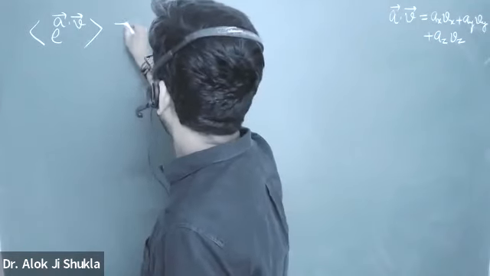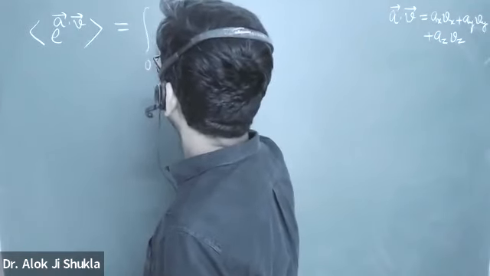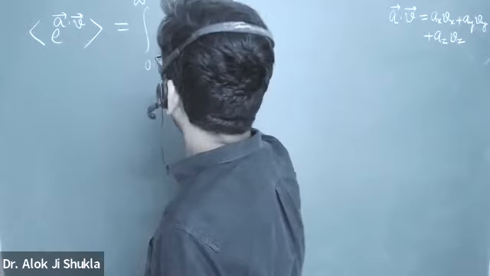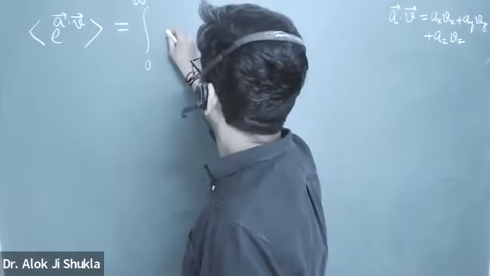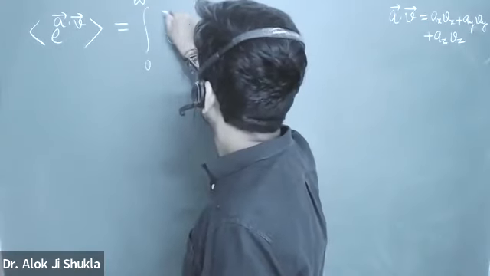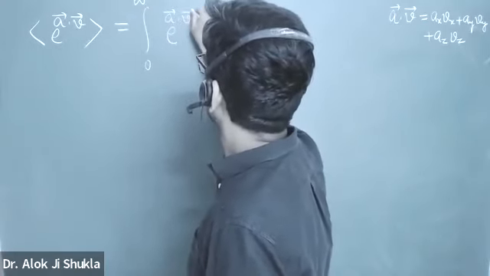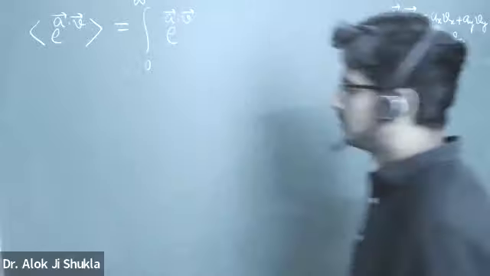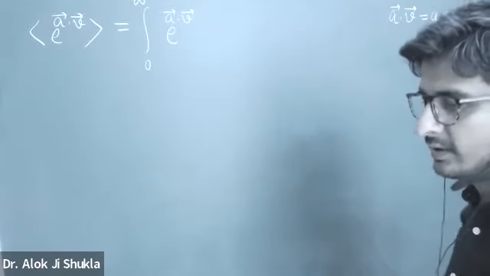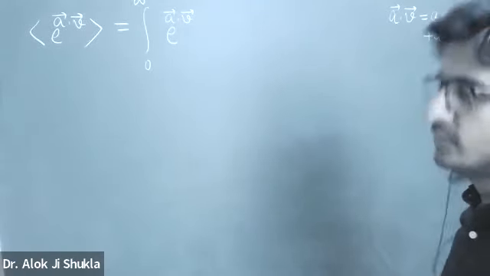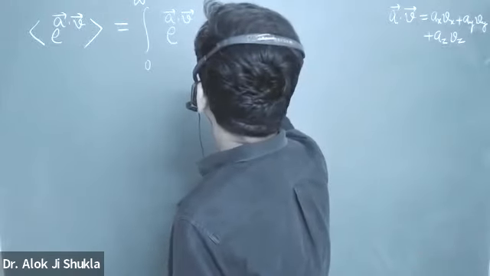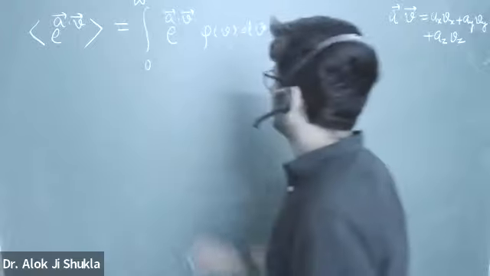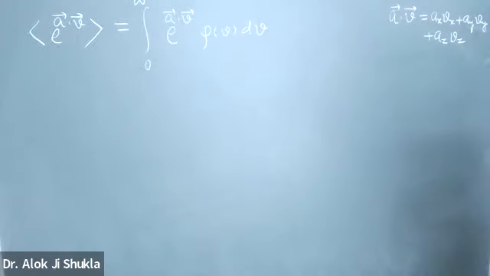Please see this. The average of this will be the integral from 0 to infinity of e to the power A dot V into the three-dimensional distribution function phi of v, and dv, right? This was the case.